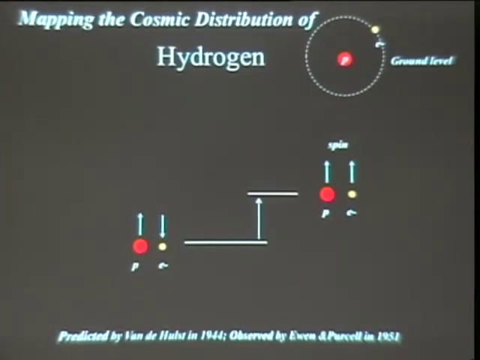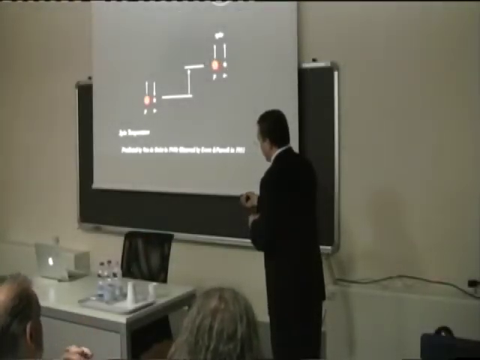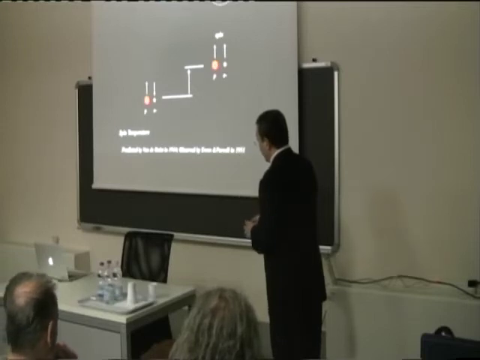By now, this line is extremely useful in mapping hydrogen in galaxies. But it was not used for cosmology as of yet. The idea would be, in principle, to map the distribution of hydrogen before it was ionized at high redshifts using this line, which was predicted in 1944 by van der Haast.